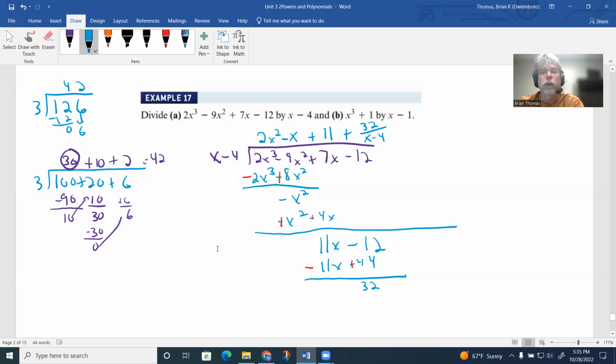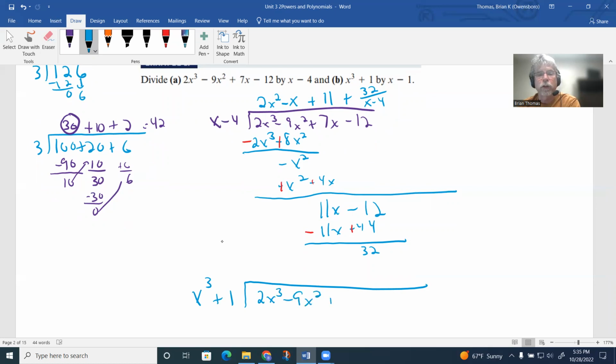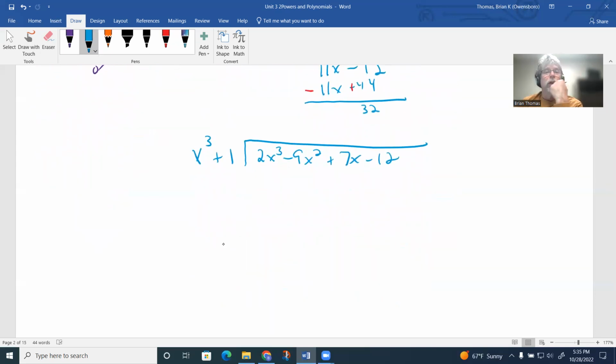So see if we can do another one of these here. So I have x cubed plus 1 as my divisor, and we're going to divide that into 2x cubed minus 9x squared plus 7x minus 12. So to do this, what we've got to watch out for is this didn't count down very smoothly. So let's see what we've got going on here.